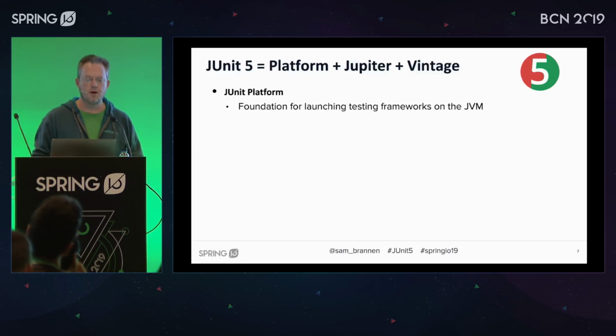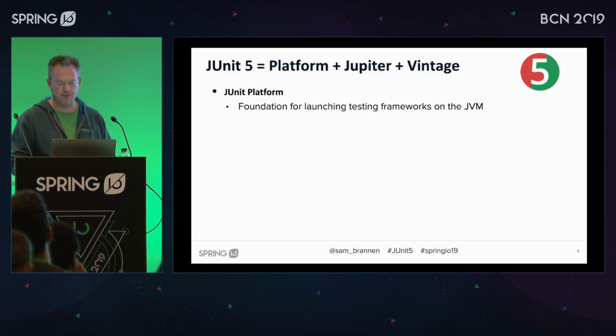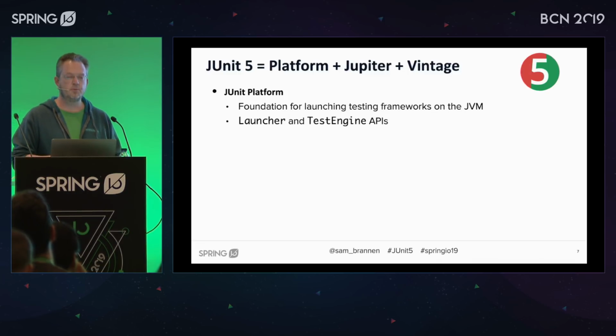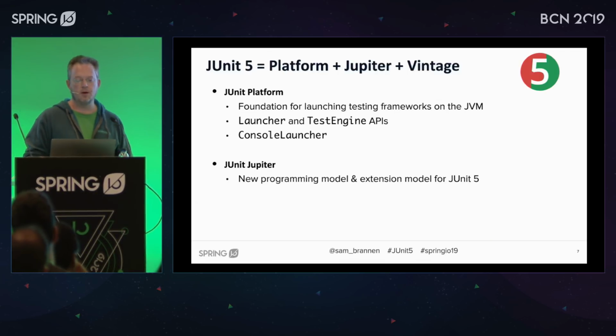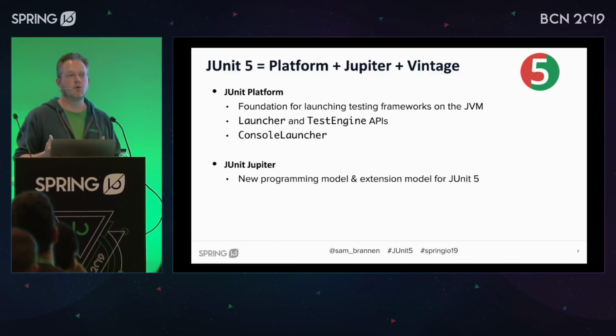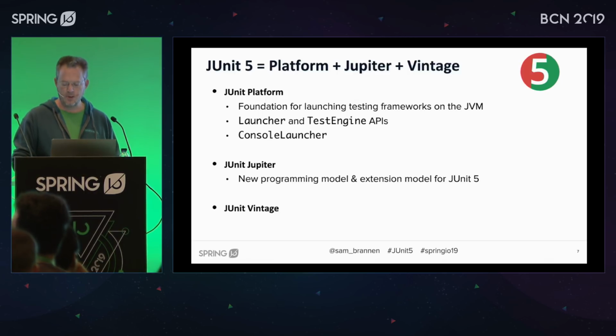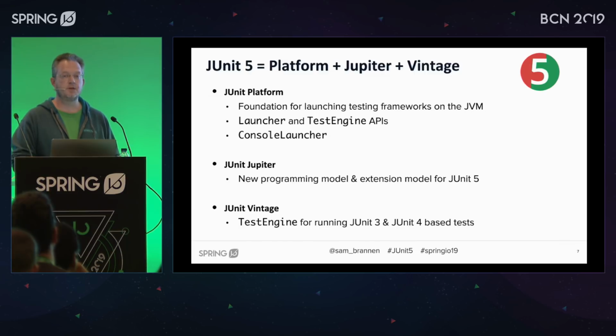So what is the platform? This is the foundation for launching testing frameworks on the JVM. Kind of a new idea. We have a launcher API in there, and we have test engine API that you can implement. And we have a console launcher, which is a way to run this from the console. We also have a standalone console launcher jar that you can download if you want. So Jupiter, that's actually the new programming model and extension model for JUnit 5. So when someone says, or when you read a blog, I'm writing a JUnit 5 test, this is probably what they mean, that they're using JUnit Jupiter running on the platform. And vintage, that's a test engine implementation that allows you to use JUnit 3 and JUnit 4 based tests, or other things like older versions of Spock that are based on JUnit 4 as well.